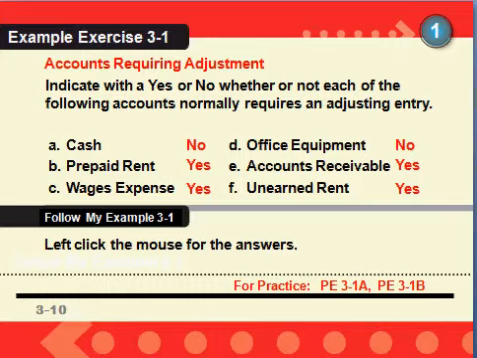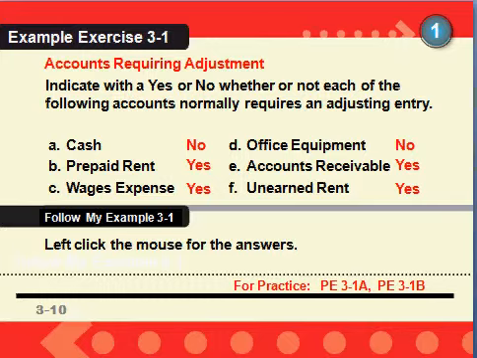Office expense is another account that is not adjusted through the adjusting process. Accounts receivable would be adjusted at the end of the period if we have performed services for our clients and have just not billed them out yet. We would want to make an adjusting entry to bill out for those services, debiting accounts receivable and crediting fees earned.